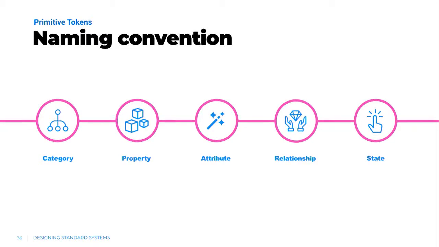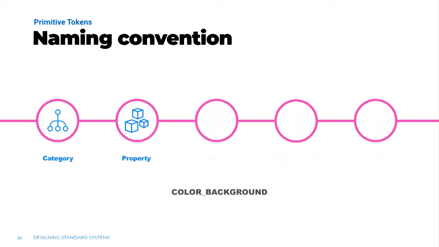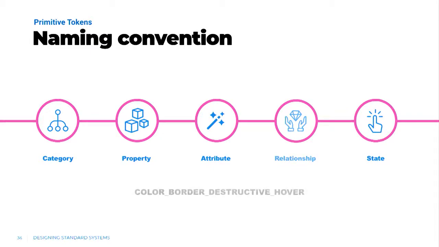Those semantics are communicated through the way that we name our tokens. At Salesforce, we like to use these 5 categories to describe the semantics of our tokens. We have category, property, an attribute, a relationship, and a state, okay? These are prescribed within this order, but they can actually be used in multiple combinations with one another to establish a consistent way that we author our tokens, thus establishing a consistent conversation with our designers and our engineers.